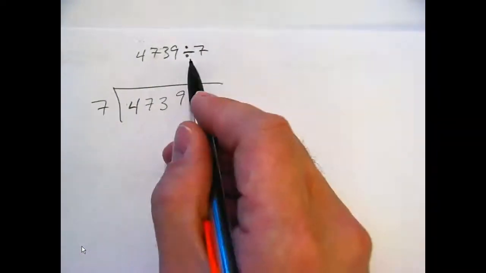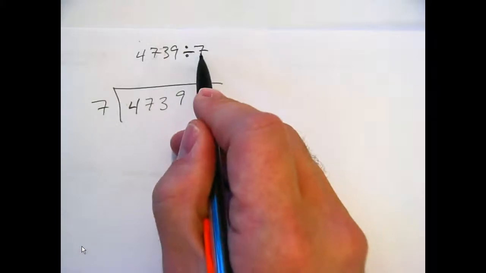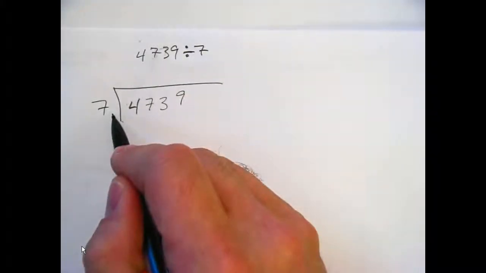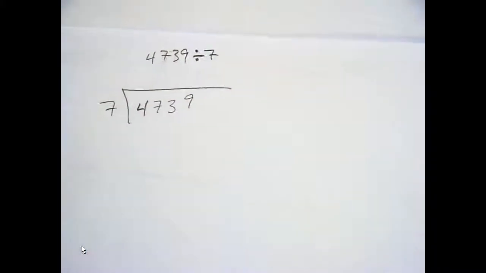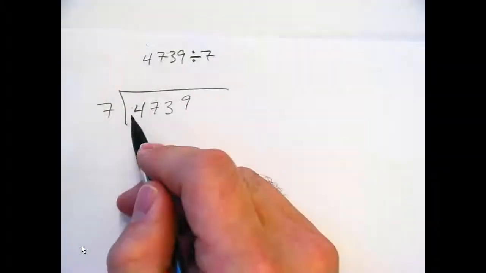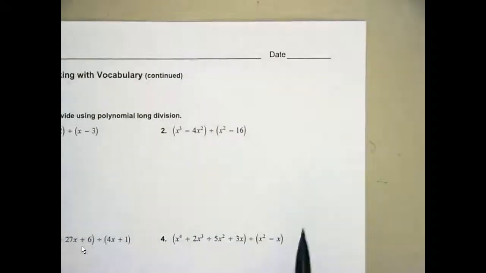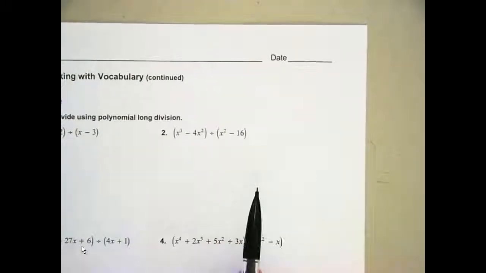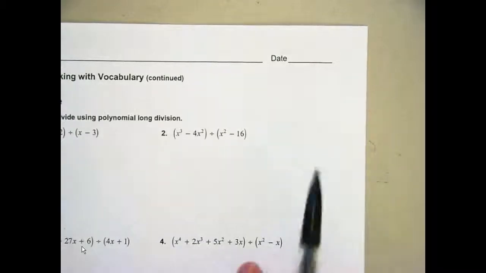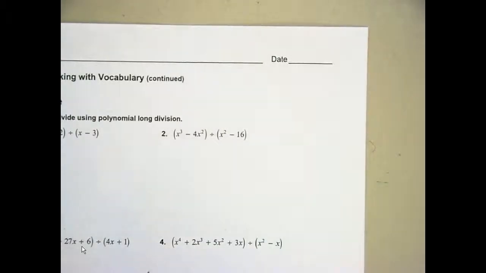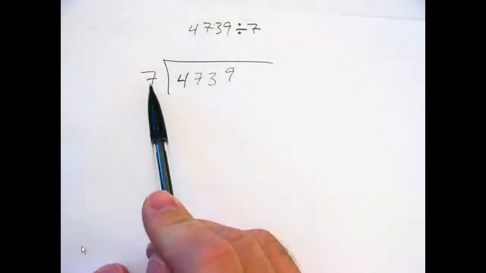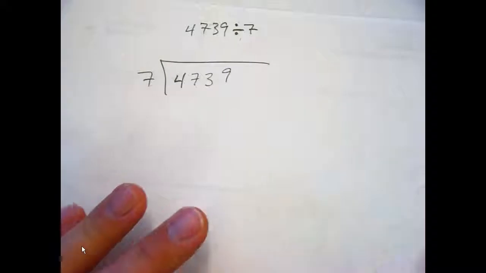First thing you have to do is recognize which one goes on the outside of the bar. Usually when you learn this in elementary school, we always say, oh, the smaller one. It's not always the smaller one, especially when you start like number 2. There isn't really a smaller one, they have the same number of terms. So it's always the one you're dividing by that goes on the outside. And then you follow steps.